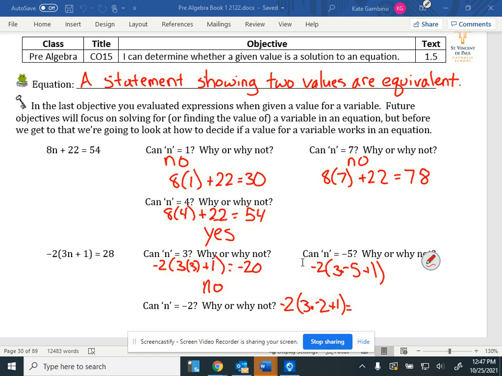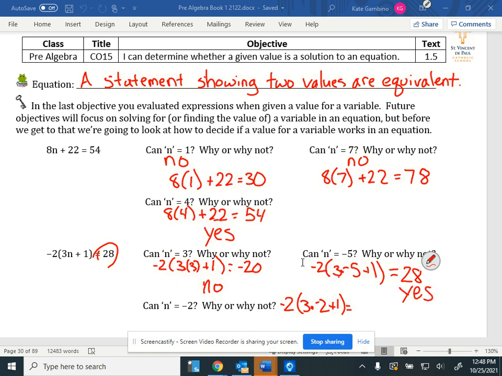We look at negative 5. First we multiply. 3 times negative 5 is negative 15. Negative 15 plus 1 is negative 14. Negative 14 times negative 2 is positive 28, because a negative times a negative is a positive. And we wanted it to equal 28. So that one is a yes.